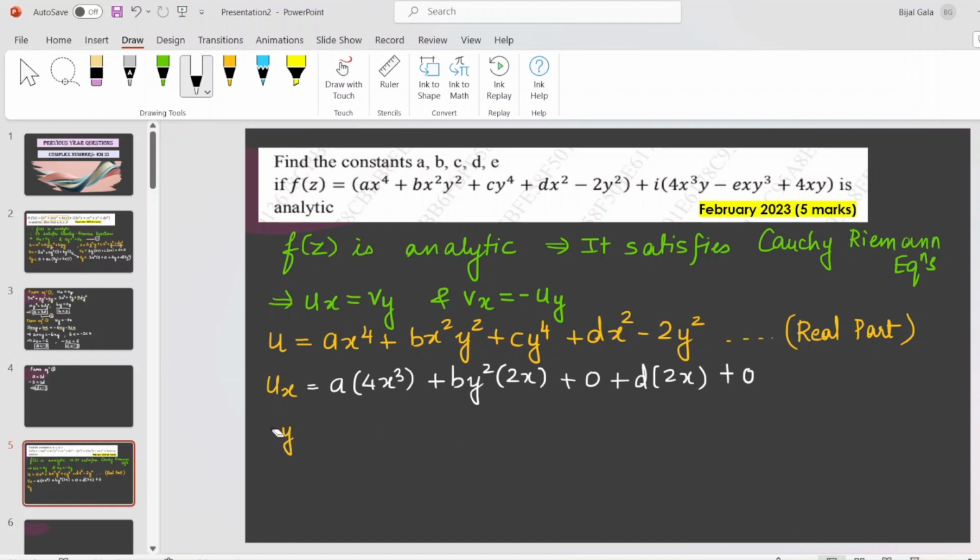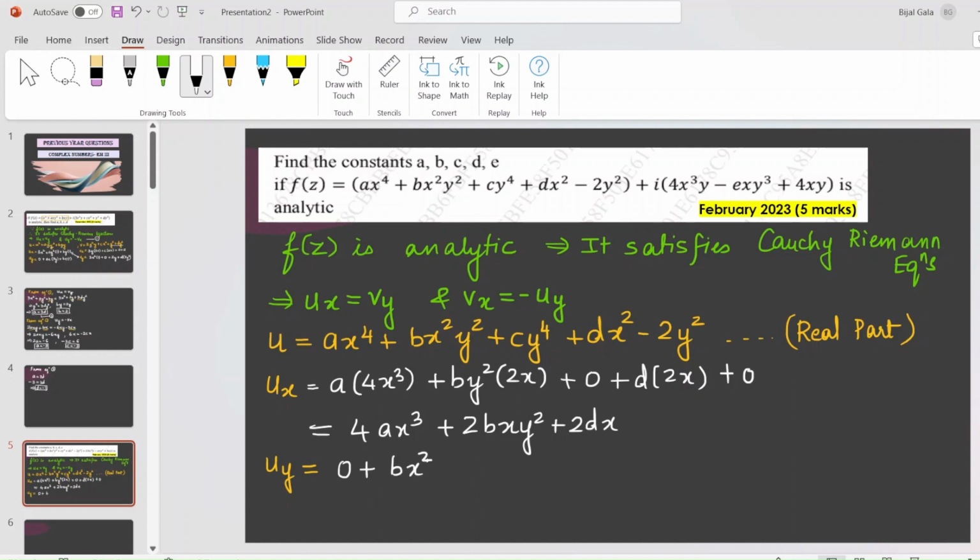We may just simplify this here itself. So I have 4ax cube plus 2bxy square plus 2dx. Let's move to uy. Treating y as a variable and everything else constant, the first term will give me derivative 0 because there's no y term there.